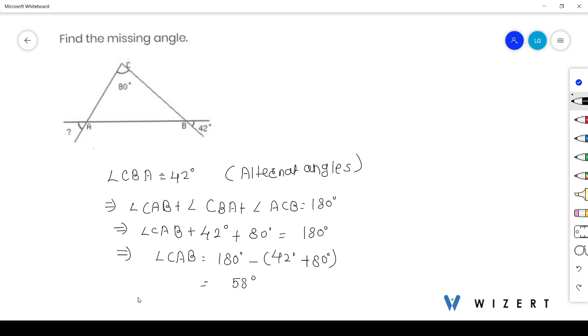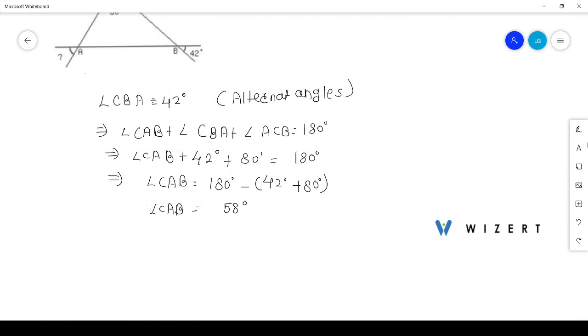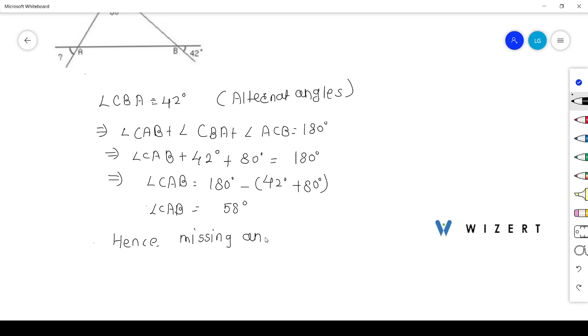So that missing angle is the alternate angle of angle A. So that is equal to angle A. Hence the measure of the missing angle is 58 degree.